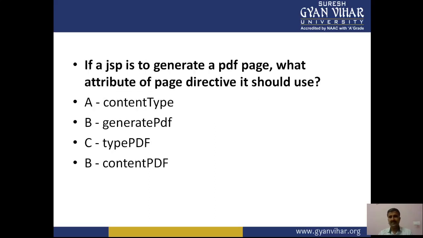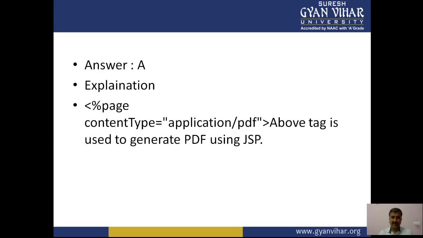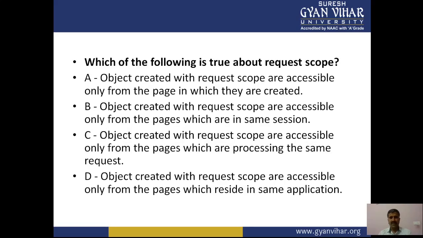If JSP is to generate a PDF page, what attribute of the page directive should it use? Content type, generatePDF, type PDF, or content type. So A is the right answer. The explanation: page contentType equal to application/pdf, the above tag is used to generate PDF using JSP. Which of the following is true about the request scope? Objects created with request scope are accessible only from the page in which they are created.